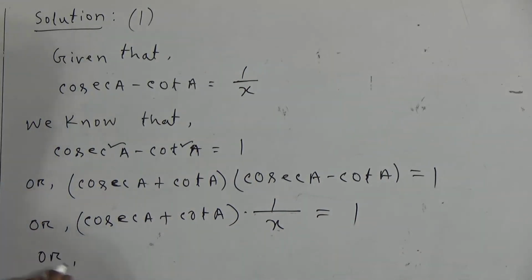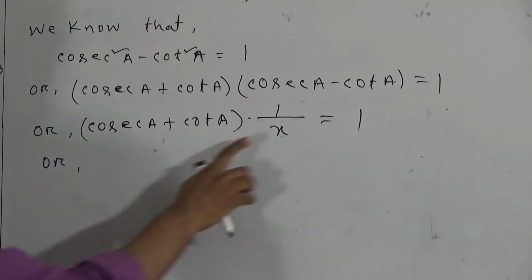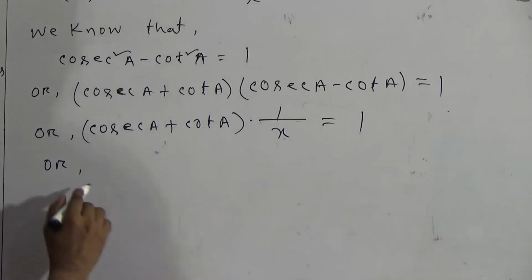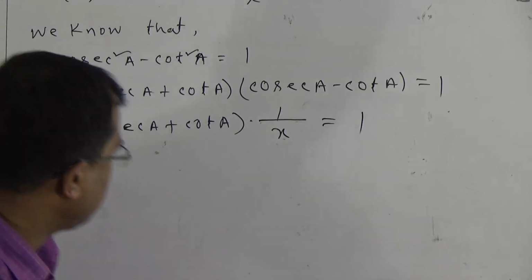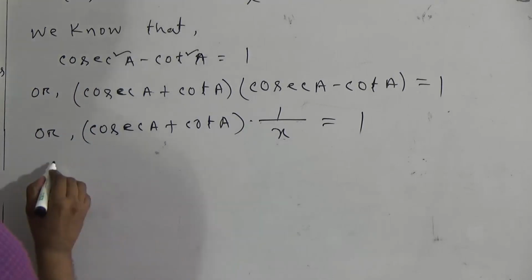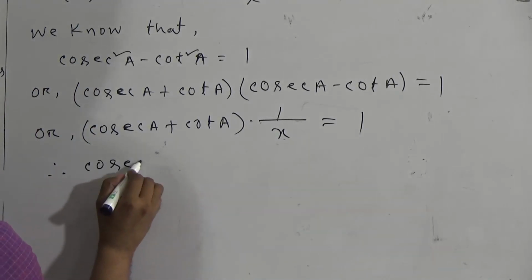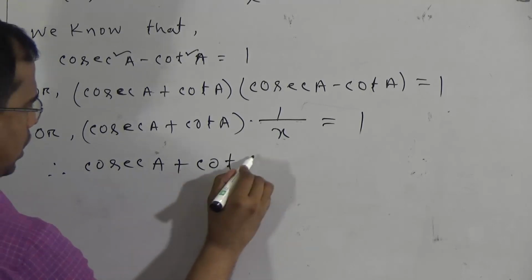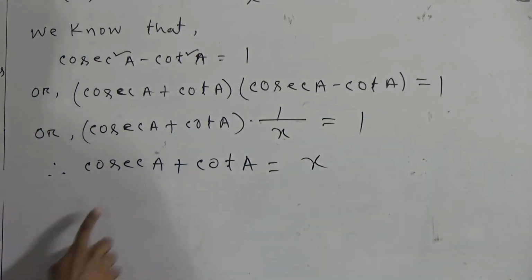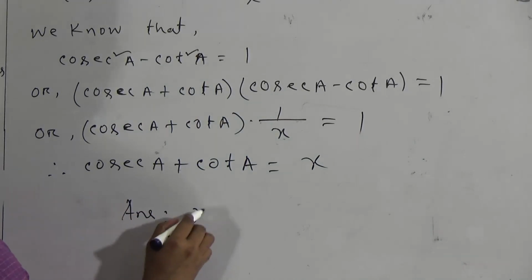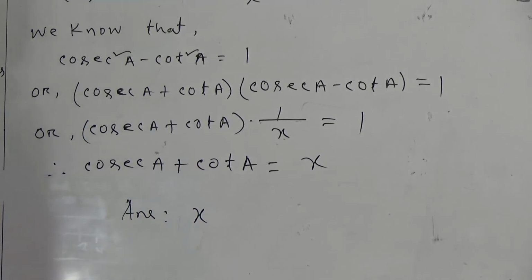Now we have to find out the value of cosec A plus cot A. Only cosec A plus cot A. So we will transfer this x into right side. Then it will be, therefore, cosec A plus cot A is equal to x, multiplication of 1 is equal to x. That means the value of cosec A plus cot A is equal to x, and this is the answer. Answer is x. Okay, dear students, we have solved one number. Now we will solve two numbers.